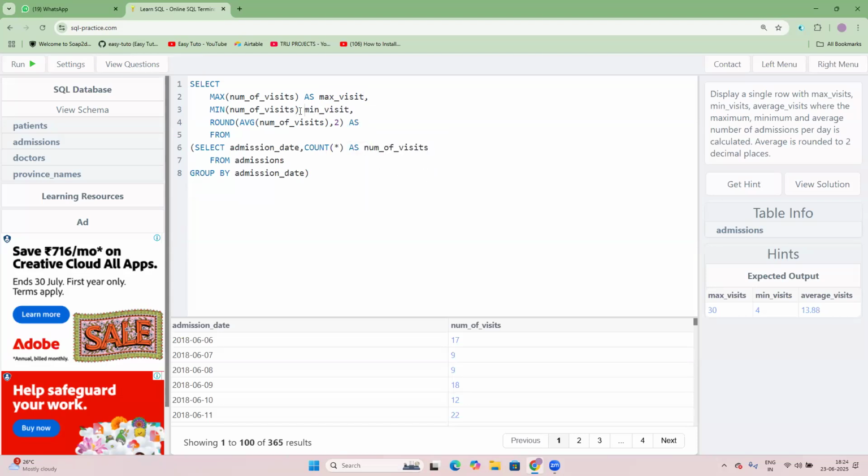Another thing: if I don't put as here, it's completely okay. It's a good practice to put as, always remember that. But if you don't put it, it will work. Still, always put it. And this is average visit.